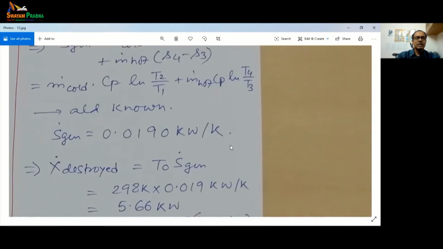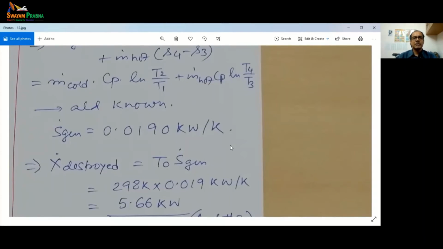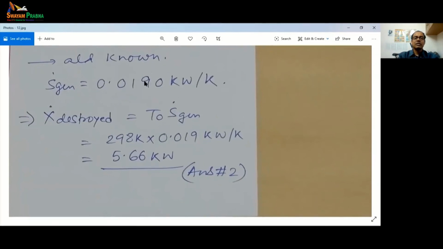Okay, now once we know the rate of entropy generation, then the exergy destruction is easy to find, right? It is directly T naught multiplied by S dot generation. So T naught, what you need to pay attention to, is that this T naught is neither the temperature of the hot water stream nor the cold water stream. It is the temperature of the surrounding.